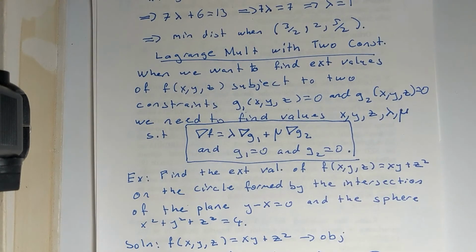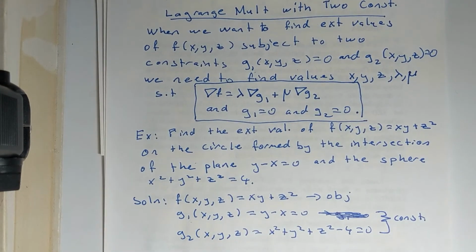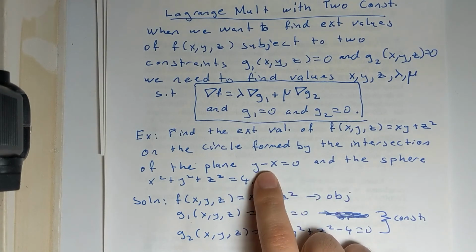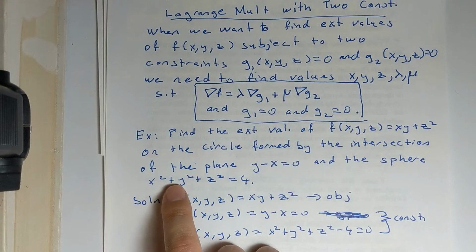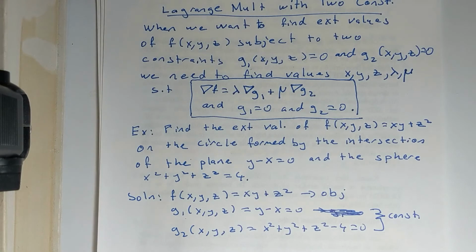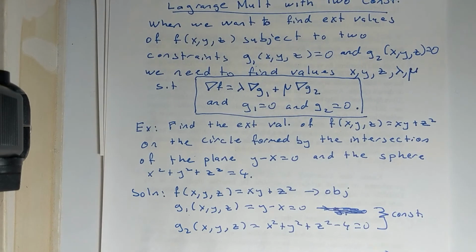Now, one thing you could do is reduce this to one constraint, which I'm not going to do. I want to show Lagrange multipliers in action. Because y minus x equals 0 implies y equals x, this is basically going to be x squared plus x squared, in other words 2x squared plus z squared equals 4. So it turns into an ellipse if you do it that way. I'm not going to do it that way. I want you guys to see Lagrange multipliers in action.